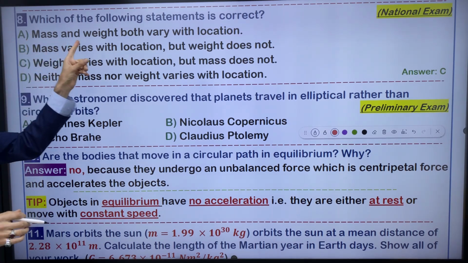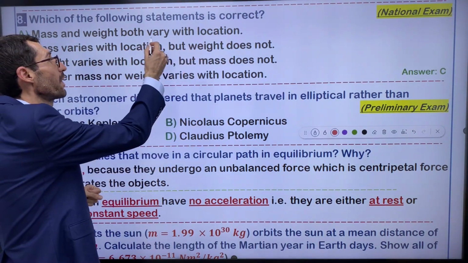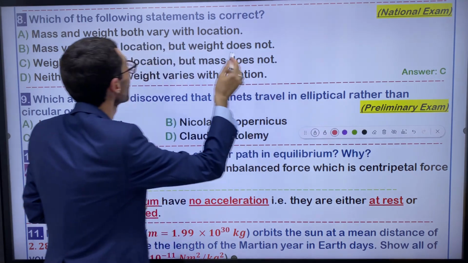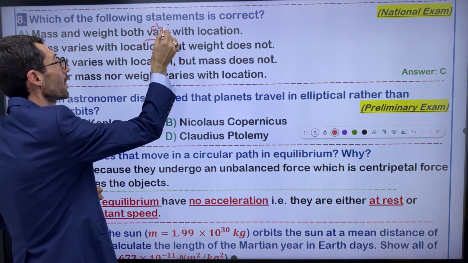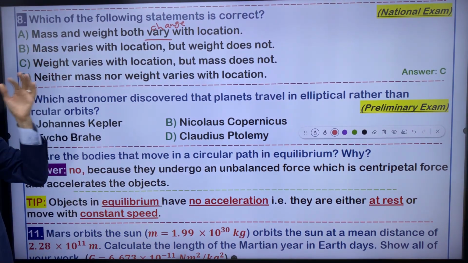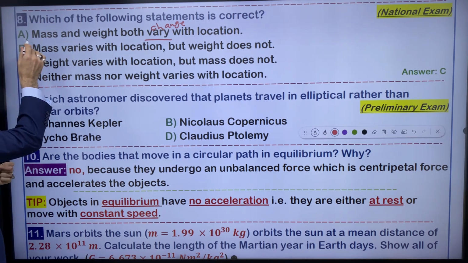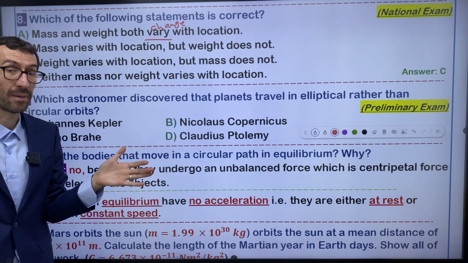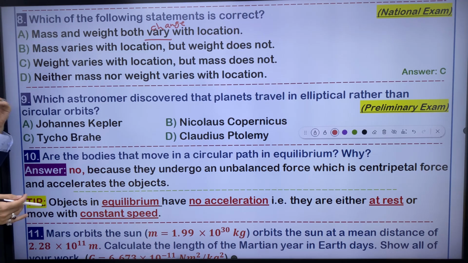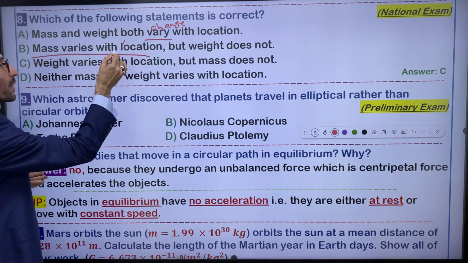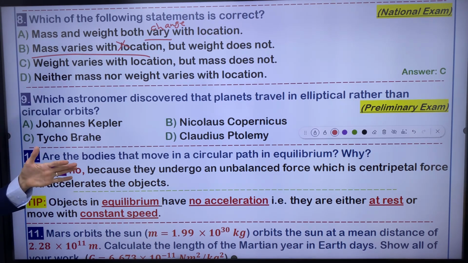It says mass and weight both vary with location. Vary means change, right? Both vary with location means they change with location. Actually, only weight changes with location, not mass. Mass is constant. That's why mass is constant everywhere. It doesn't change. All right. So A is wrong. B, mass varies with location. It's wrong. So we don't believe it. Mass does not change at all.